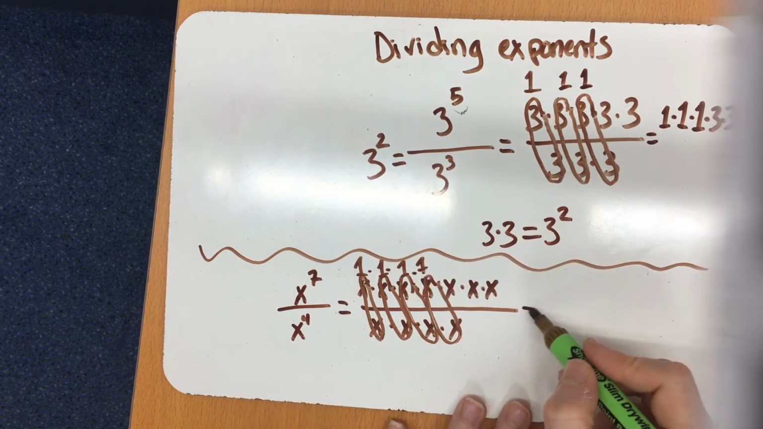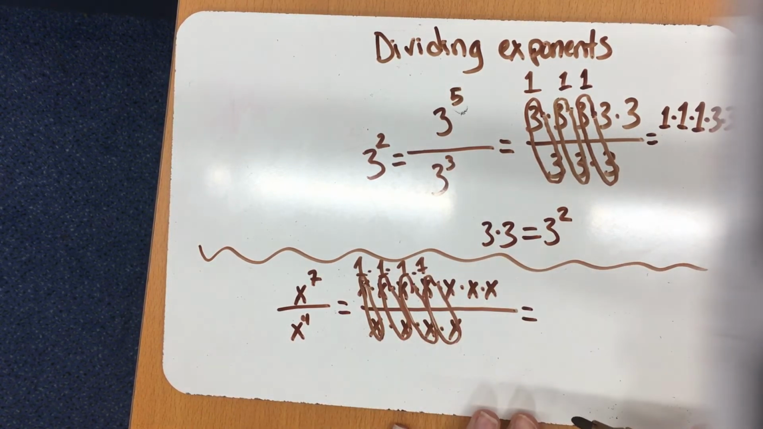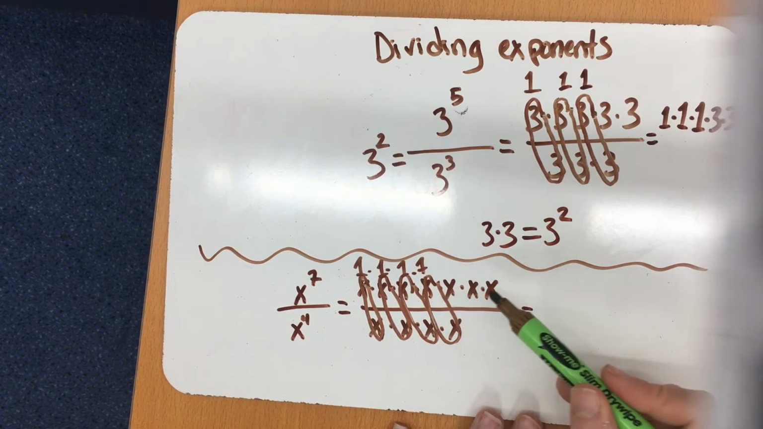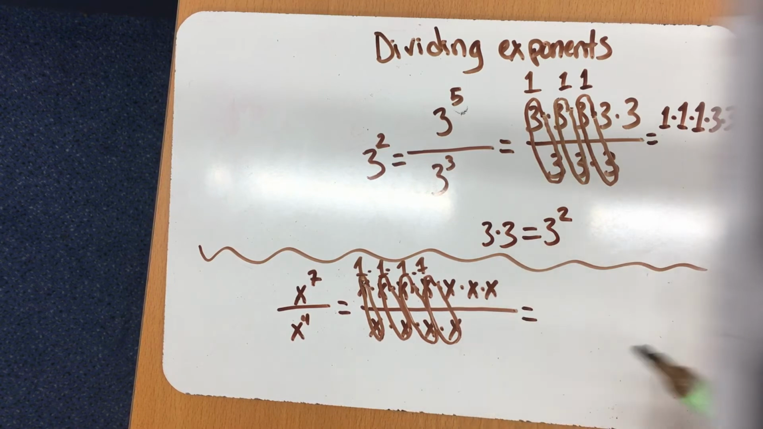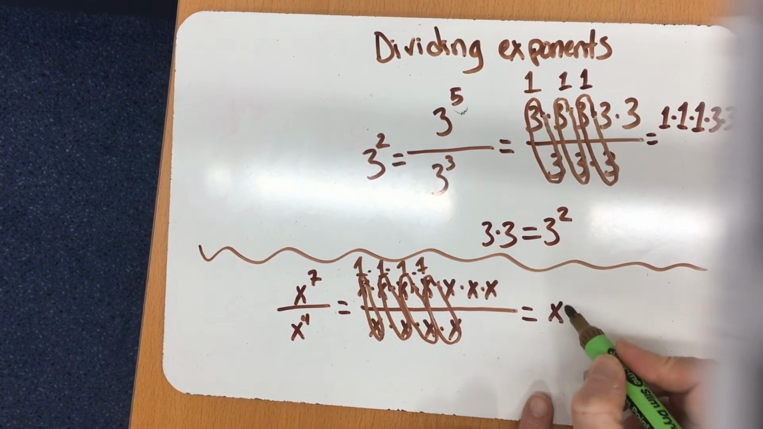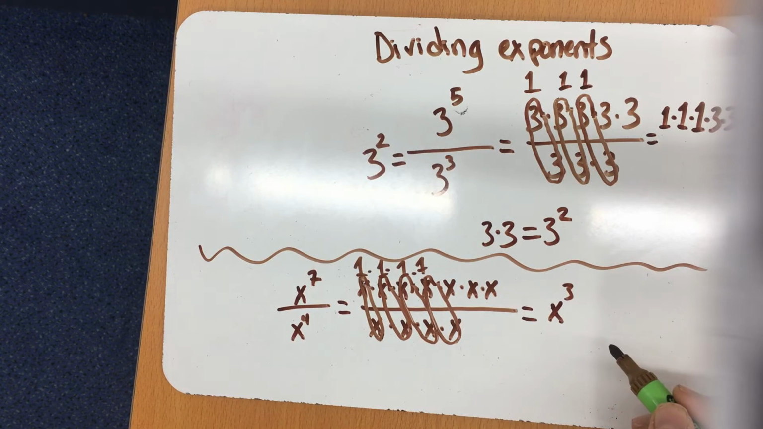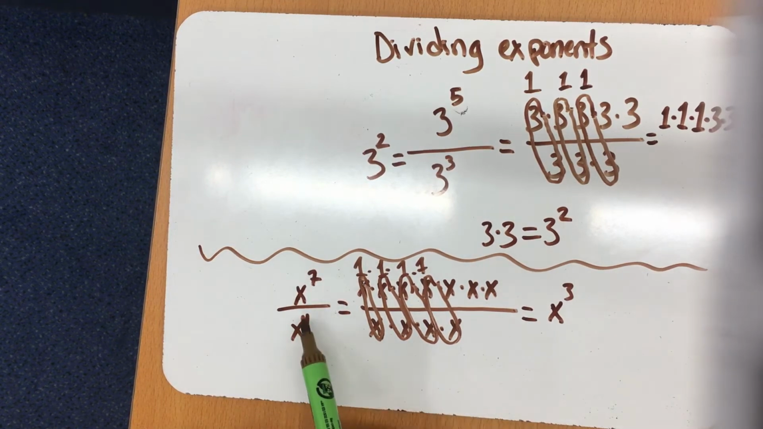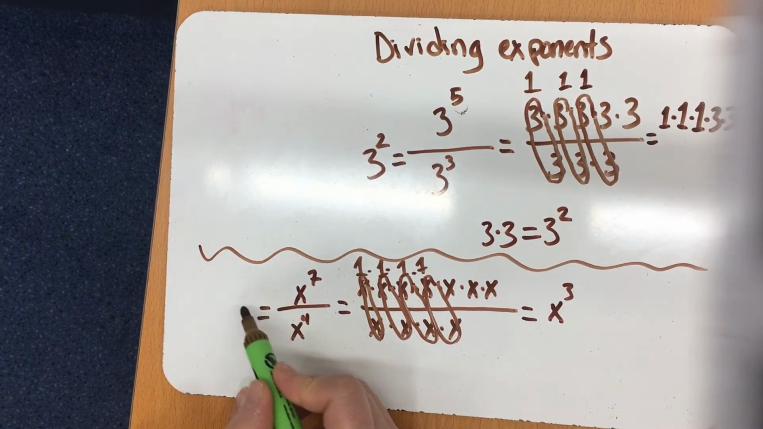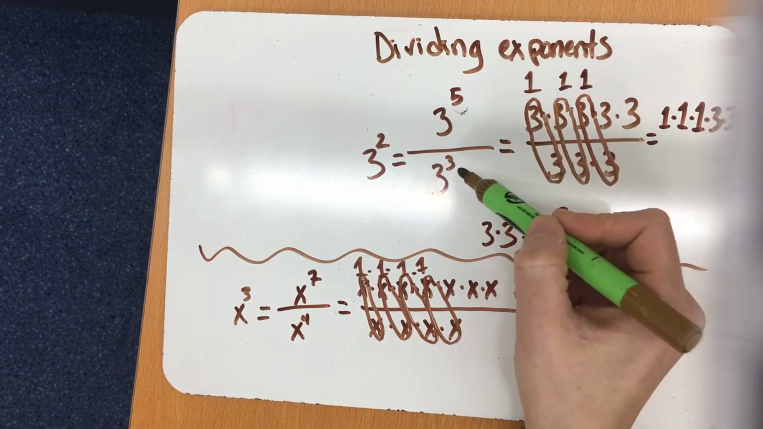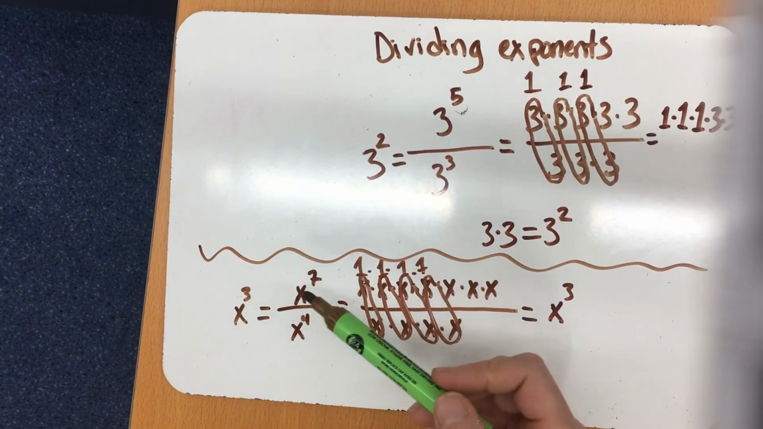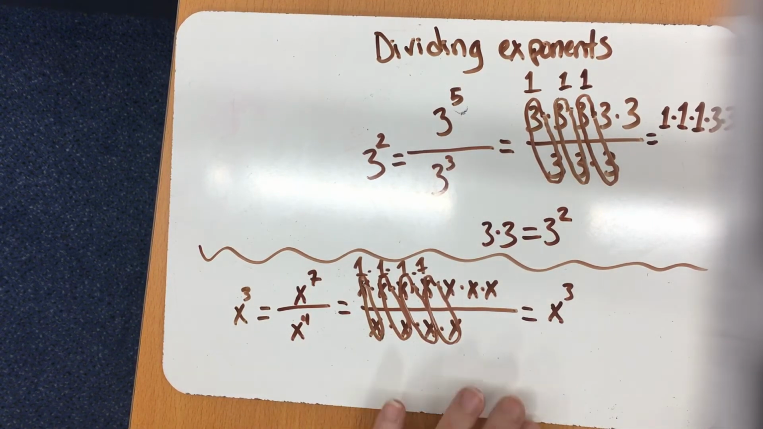So I have 4 1's multiplied by each other, and then times x times x times x, because these last 3 x's don't have any match on the bottom to divide with. So what that simplifies to is x to the 3rd power, which means x to the 7th power divided by x to the 4th power is equal to x to the 3rd power. So hopefully you're seeing a pattern with how 3 to the 5th divided by 3 to the 3rd becomes 3 to the 2nd, and how x to the 7th divided by x to the 4th equals x to the 3rd.